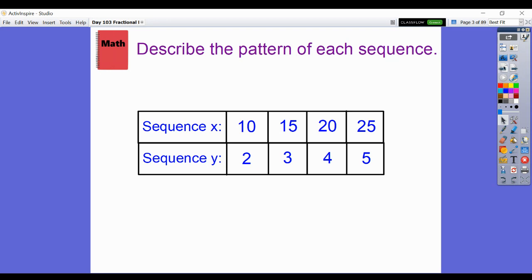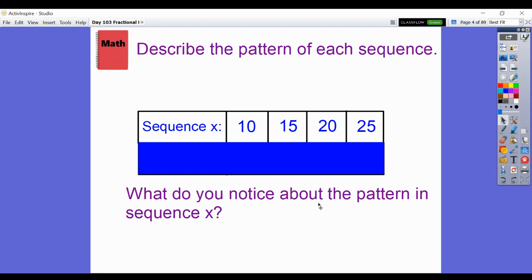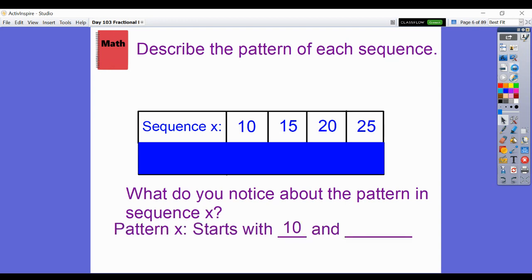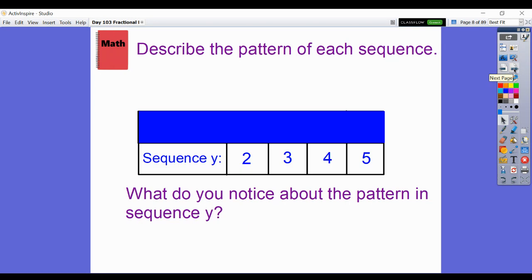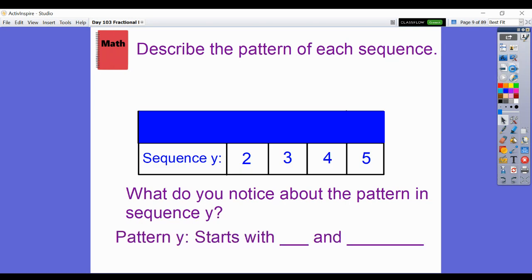Okay, so you're back, so I presume you've done the work. Let's see what we have here. What do you notice about the pattern in sequence X? Well, it starts with 10 and gets 5 larger each time. The rule is you add 5. So pattern X starts with 10 and adds 5 each time. Sequence Y starts with 2 and adds 1 each time. Hopefully you got both of those on your own.